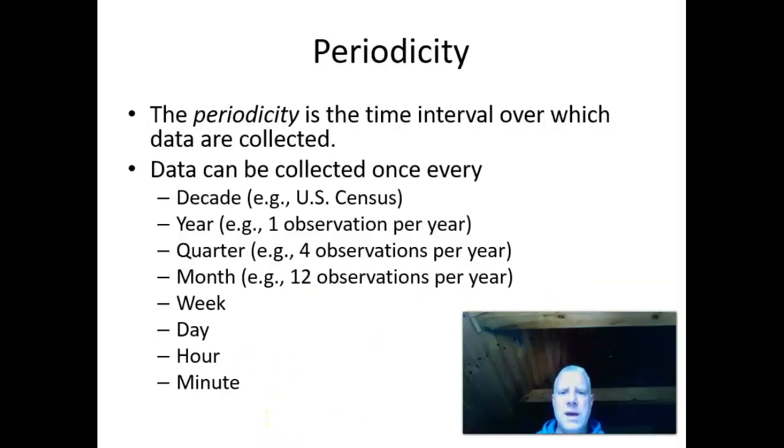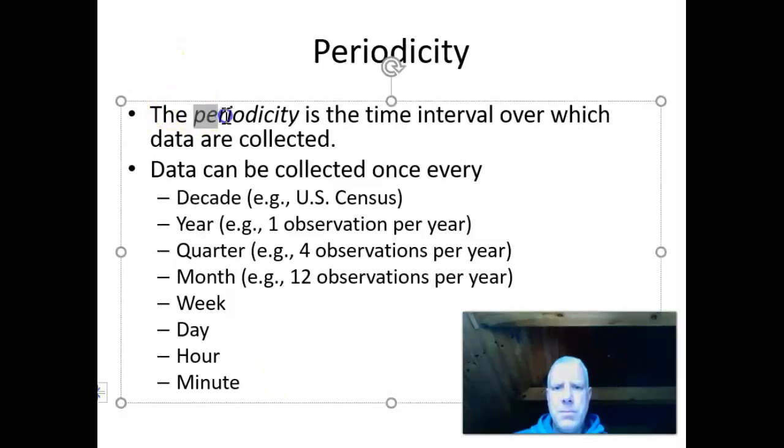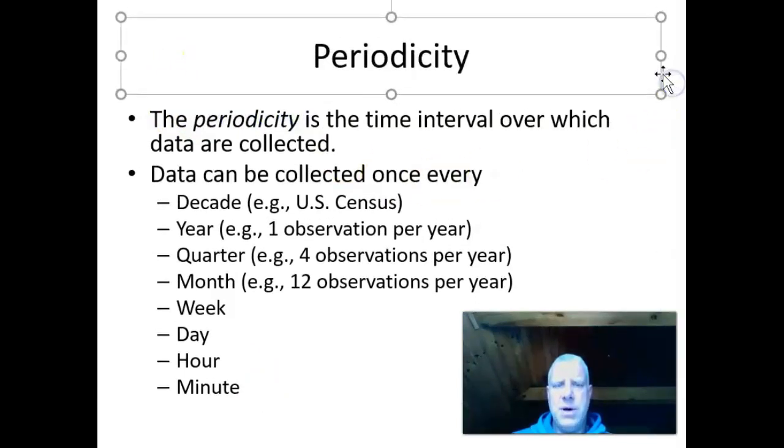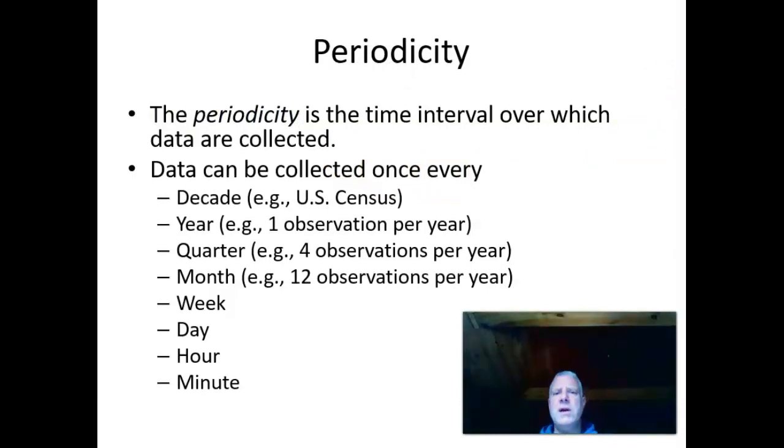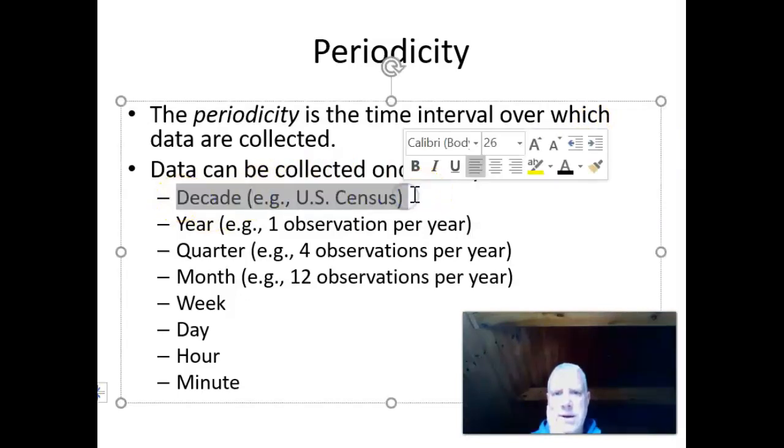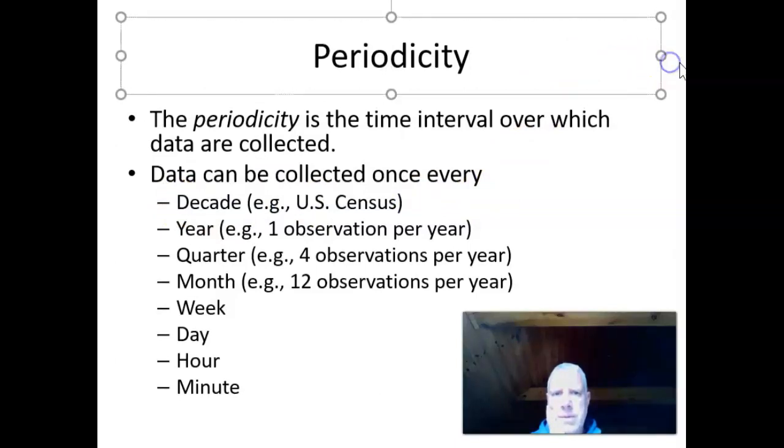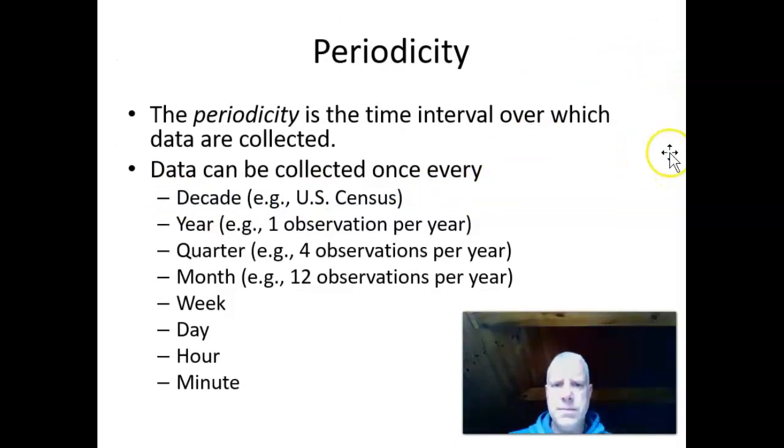Every data set has what's called periodicity. Periodicity is the time interval over which data are collected. Time series can be decadal. Last night, me and my family filled out our census form. The U.S. Census is conducted every 10 years, and every 10 years worth of data comprises a time series of the variables that are included in the census form.